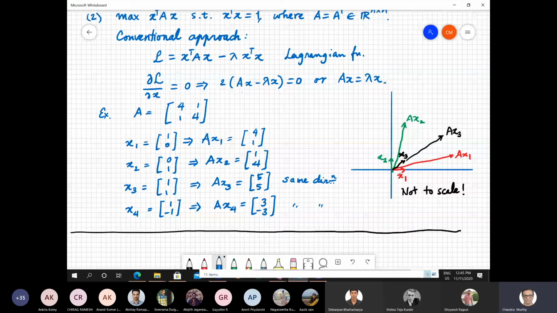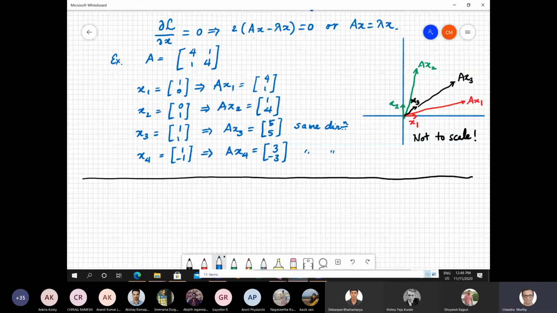So you see that x1 and A x1 point in different directions. x2 is like this, A x2 is pointing in a different direction. Whereas if I choose x3 to be 1, 1, then when I do A x3, I get 5, 5, which is 5 times this vector x3. So it points in the same direction as x3. So that is shown in black here. Similarly, if I take x4 as 1, minus 1, then A x4 will be 3, minus 3, which is also pointing in the same direction. It is 3 times 1, minus 1. So these eigenvectors are very special vectors where when you multiply the matrix by the eigenvector, you get a vector that is pointing in the same direction as the original vector.